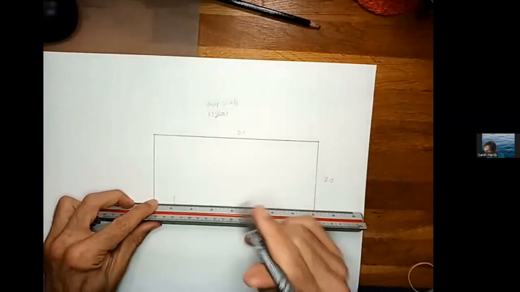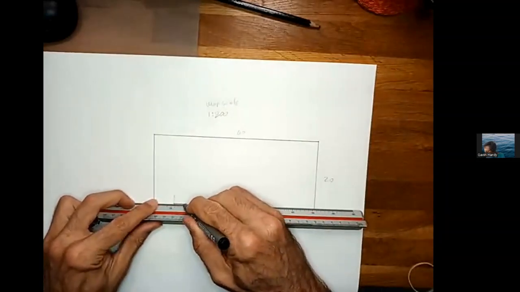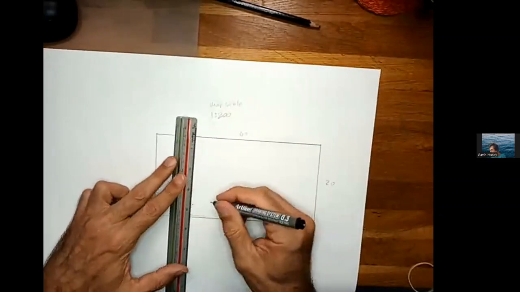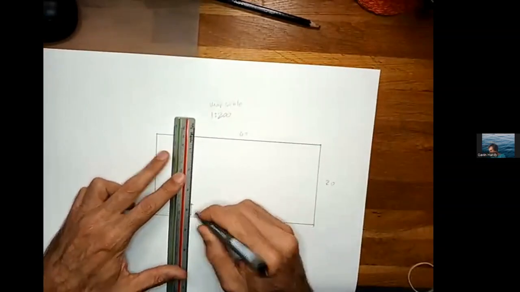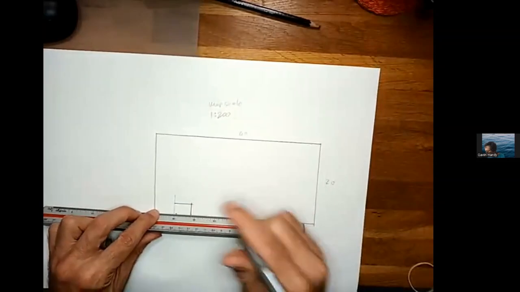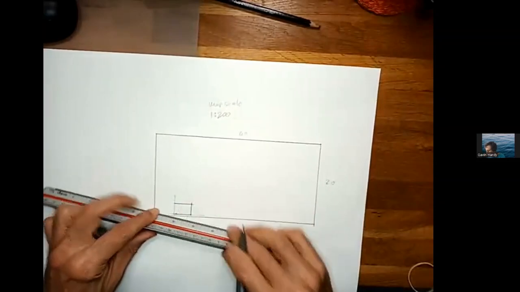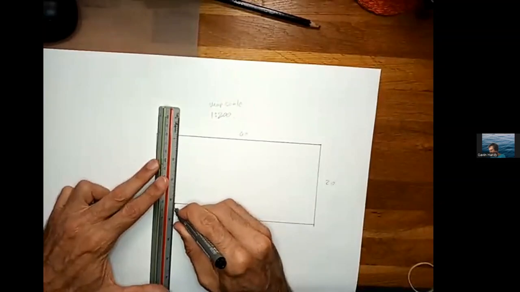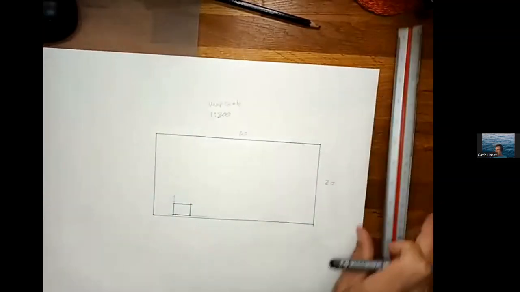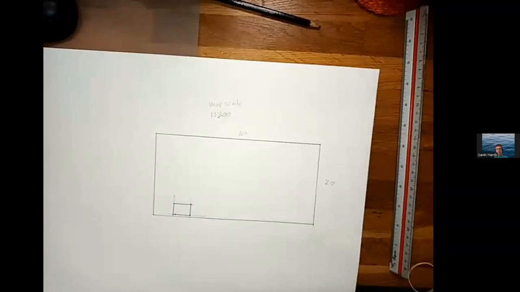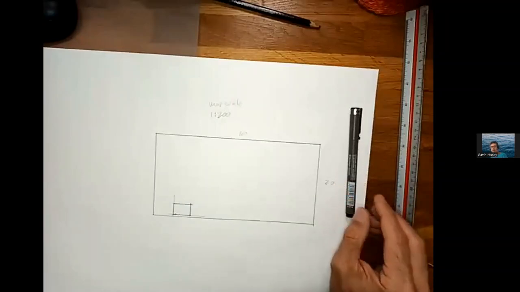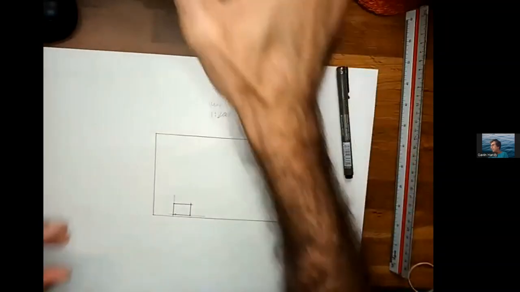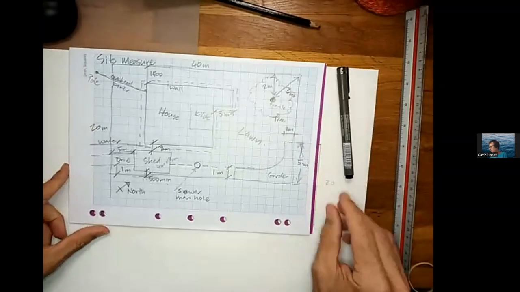So then I can just go over with a nice pen and draw up my shed. Okay, so there's my shed, drawn at the appropriate scale in the right location. Okay, so that's that method. That's one way of doing it.